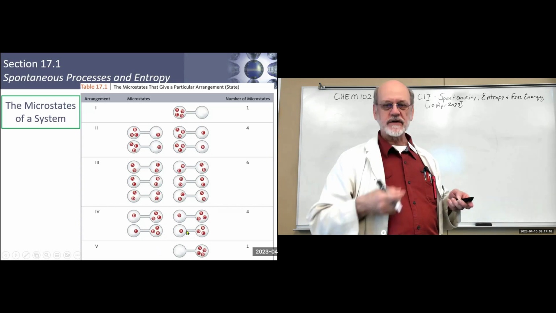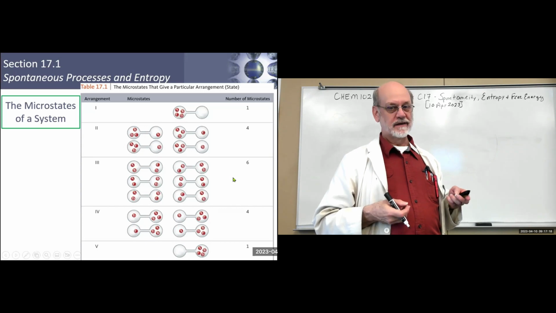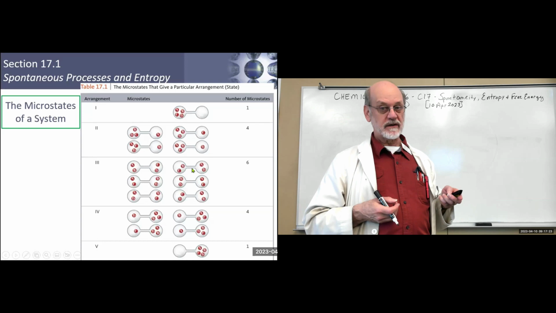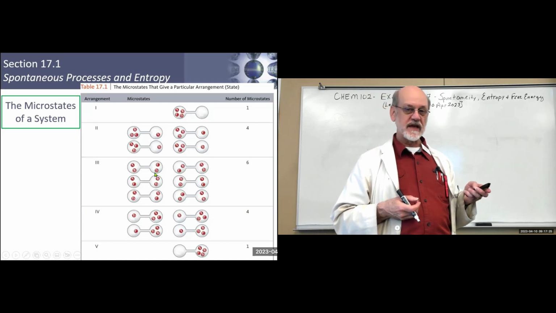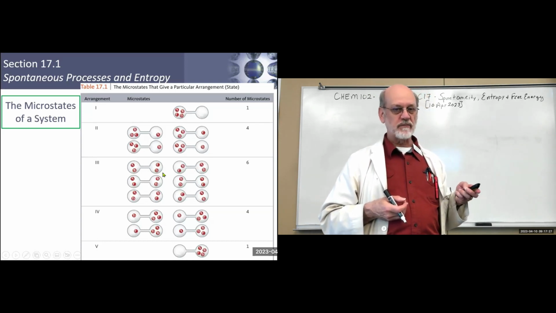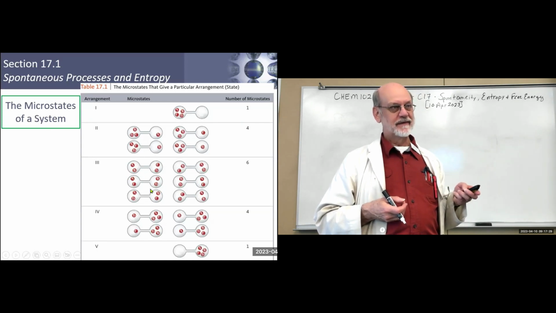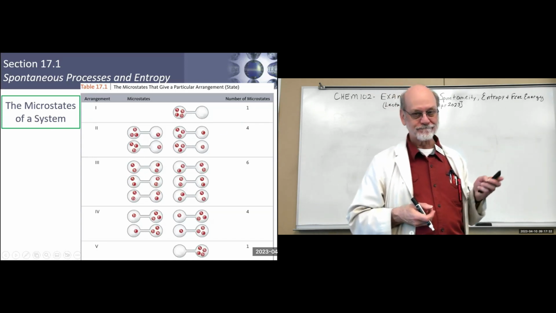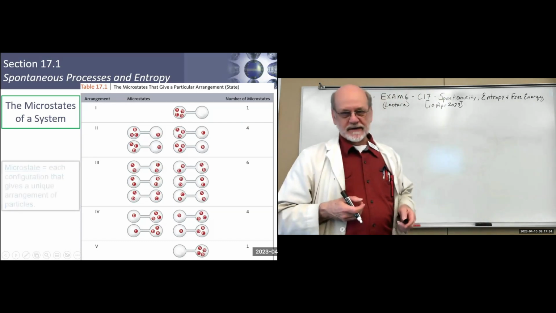So which one is the most likely? The middle one, right? There are more possible microstates there with the middle. And that one says that we've got the same number of molecules on both sides. Okay. All right.